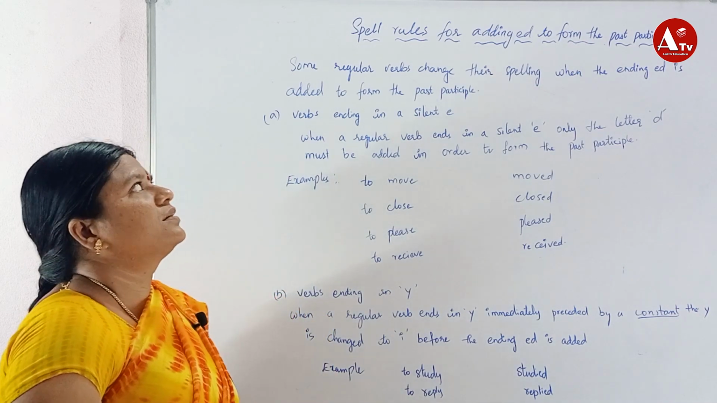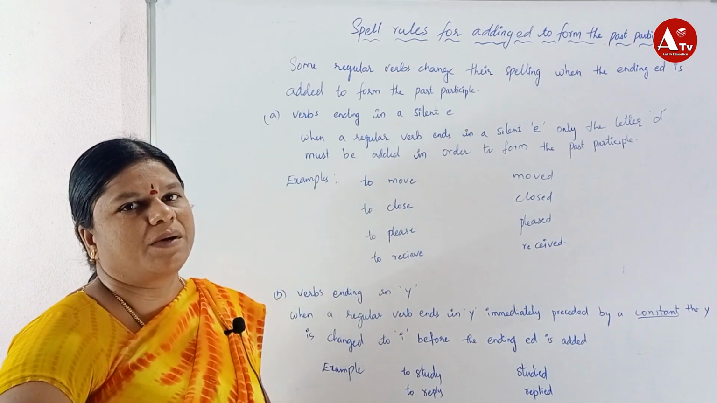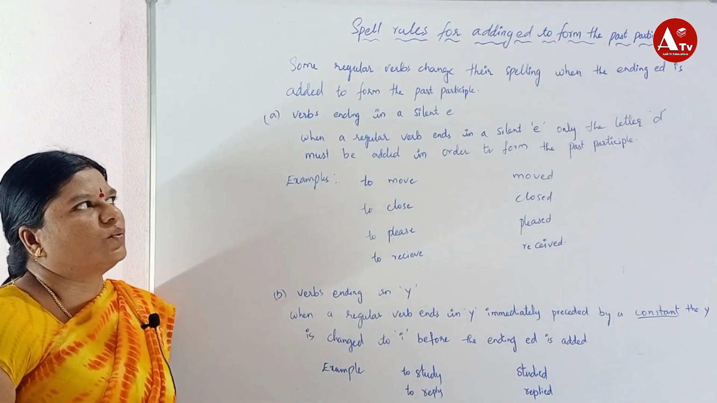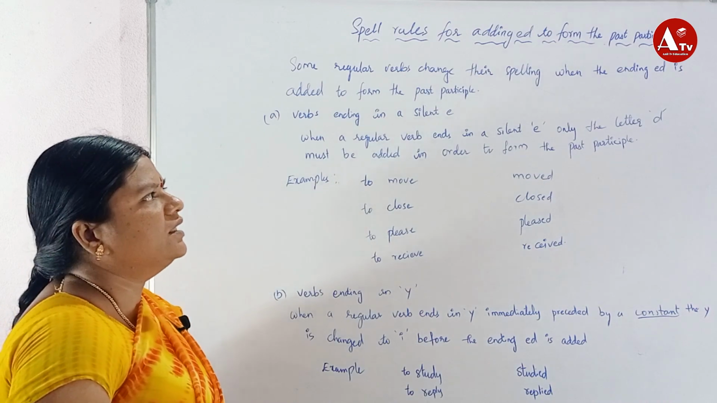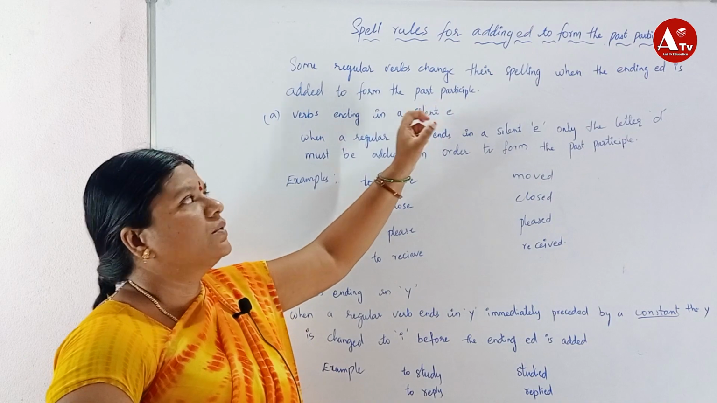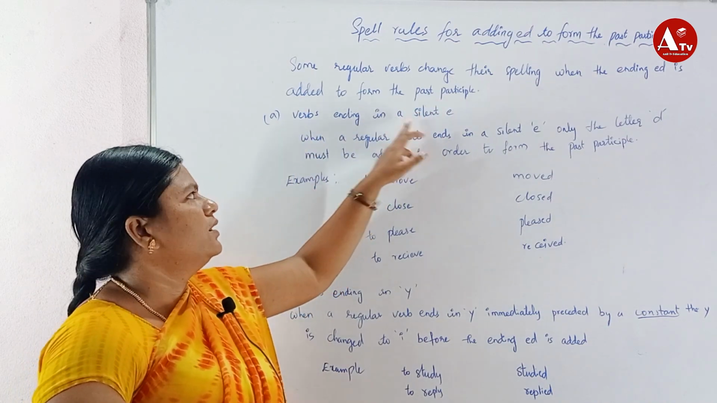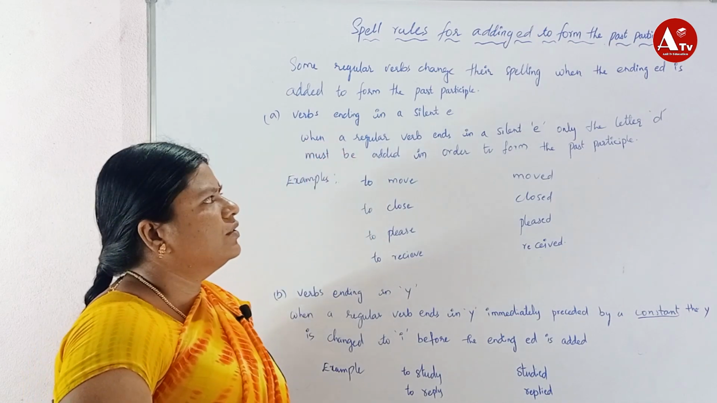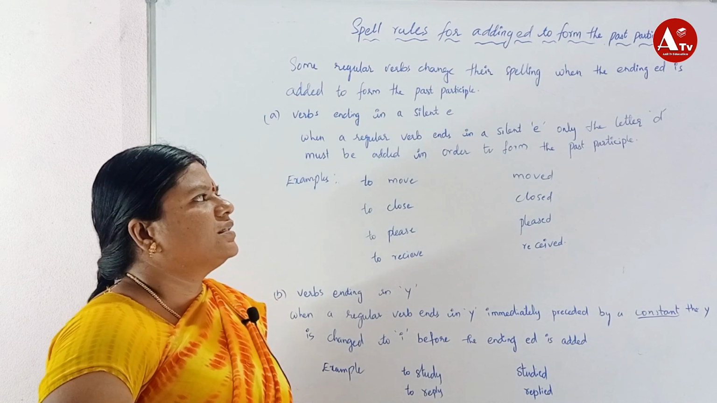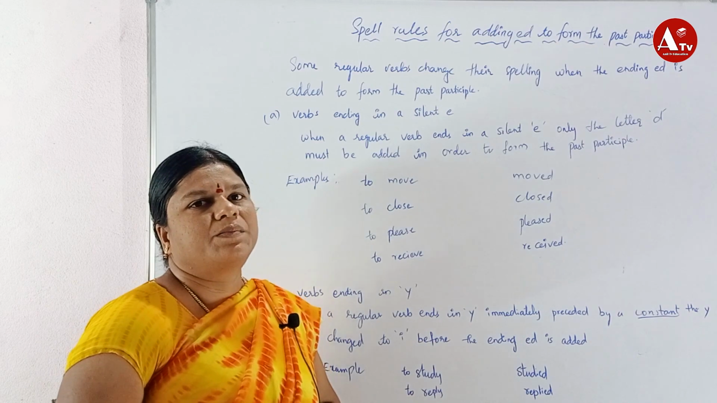Today's topic is spelling rules for adding -ed to form the past participle. Some regular verbs change their spelling when -ed is added to form the past participle. First, verbs ending in a silent letter e. When a regular verb ends in a silent e, only the letter d must be added in order to form the past participle.